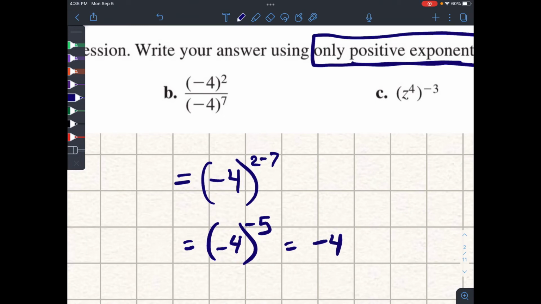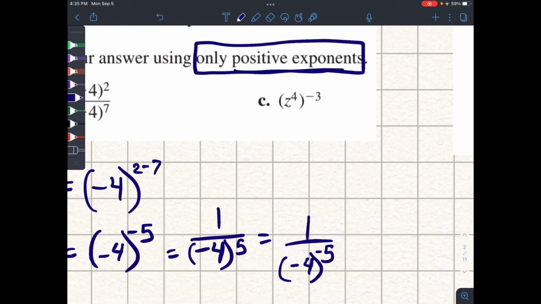But that negative exponent is where it gets really tricky. It's going to send it downstairs. So I need to put it 1 over negative 4 to the 5th power. And now you're done. Let me write that just a little bit cleaner. And we need to use parentheses around the negative 4. Don't be lazy and leave them off, okay?